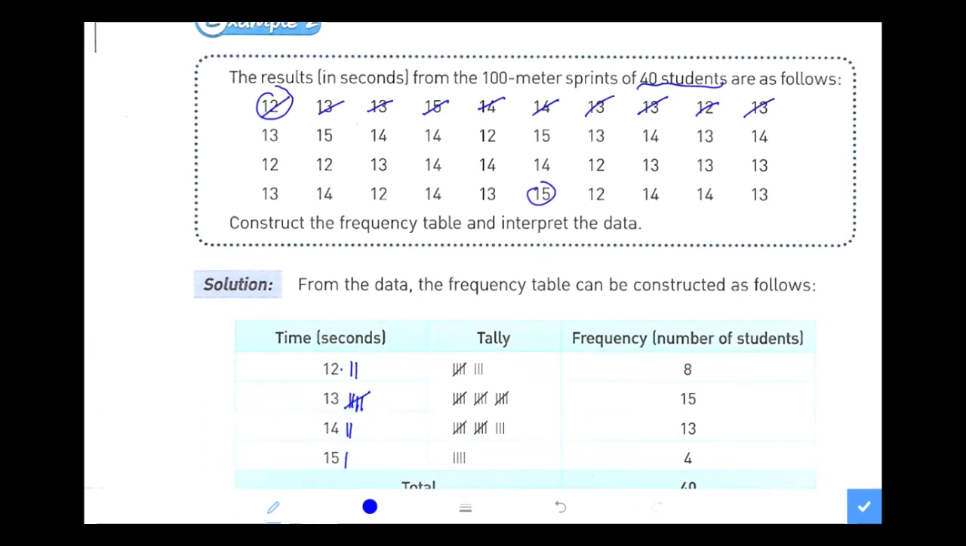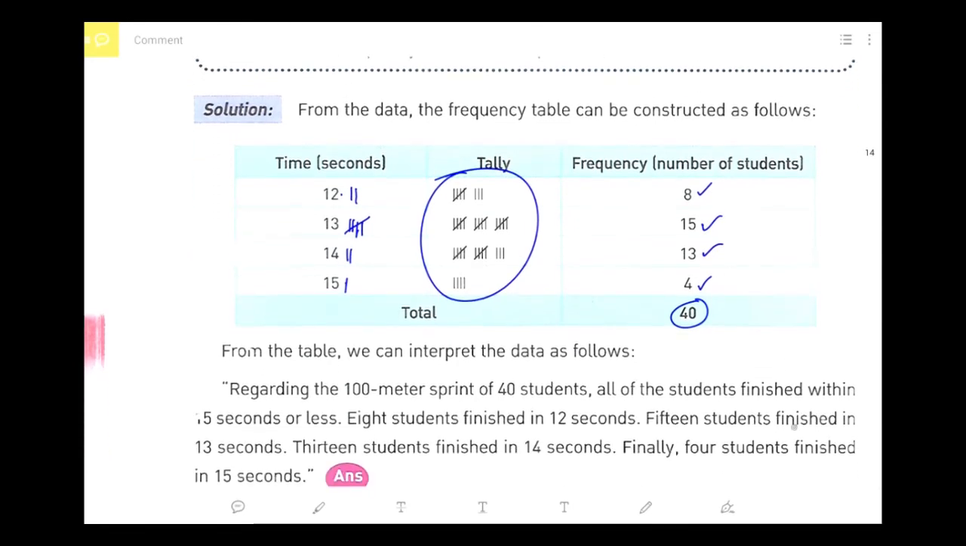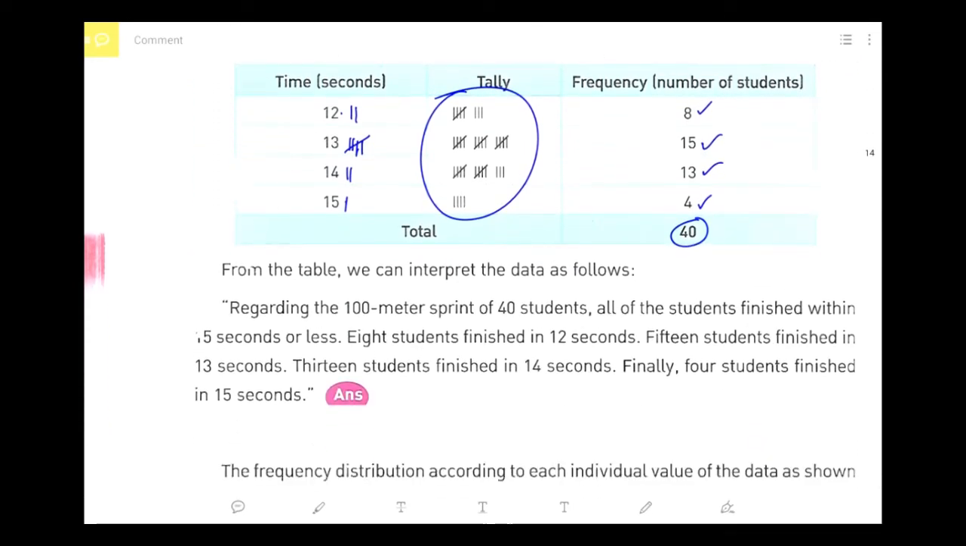So you cross it out. Okay, you know what I mean, right? And then you just do all of them, and you will get it like this. And then you count and sum it here, here, and here. Finally, you will have 40 students. Okay, that is how to do it, how to make your table.